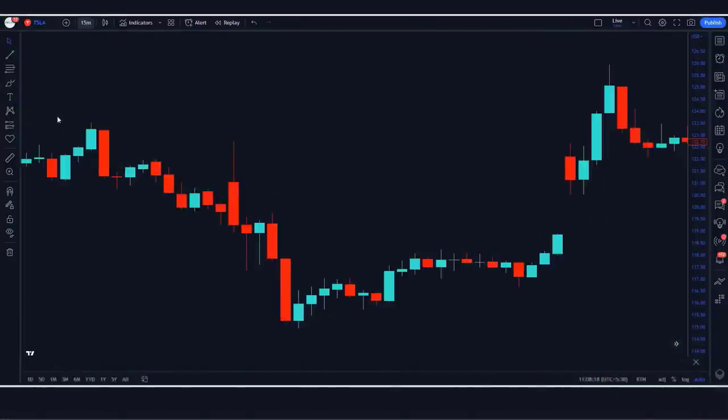We open the Tesla 15 minute chart. This strategy works well on the 15 minutes time frame, as this strategy is unique as no one has ever told you about it before. Let us now understand the trading setup.